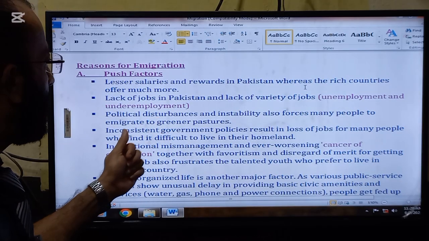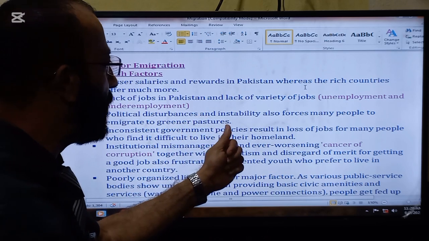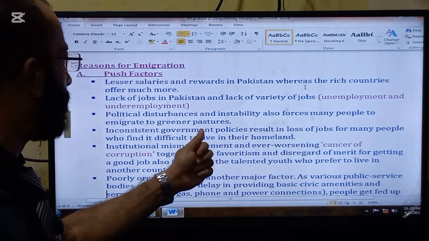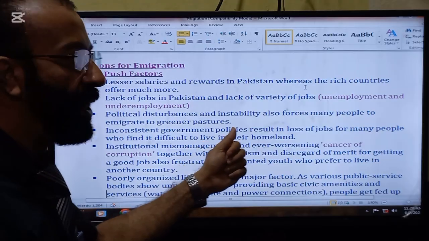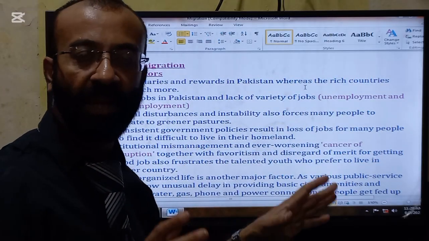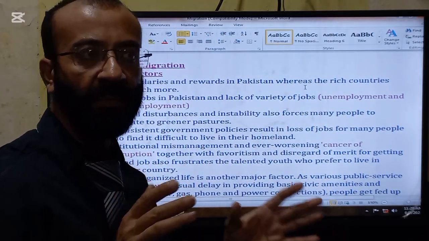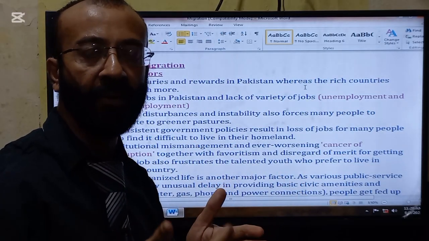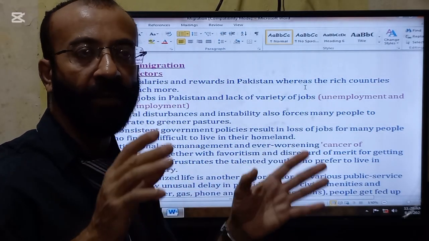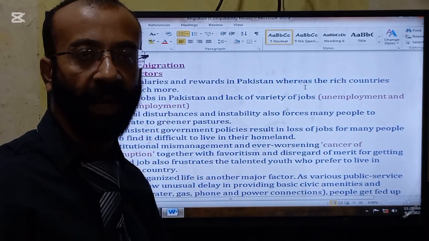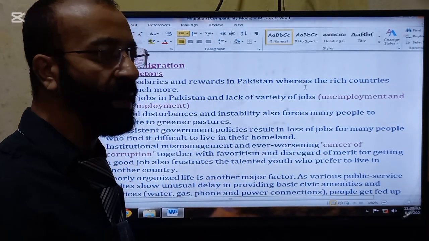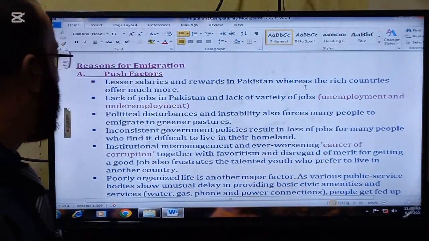Number three, political disturbances and instability also force many people to emigrate to greener pastures, because in those countries political stability is there and there is no problem. Like in Pakistan, the government always changes after some years, after 2 years, after 1 year, and due to which development programs are not there. A lot of unemployment and miserable life is there. So that's why people are going out of Pakistan.